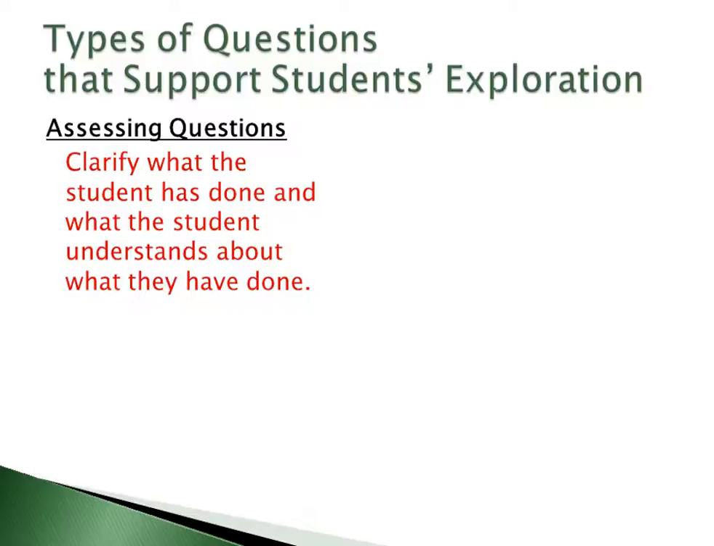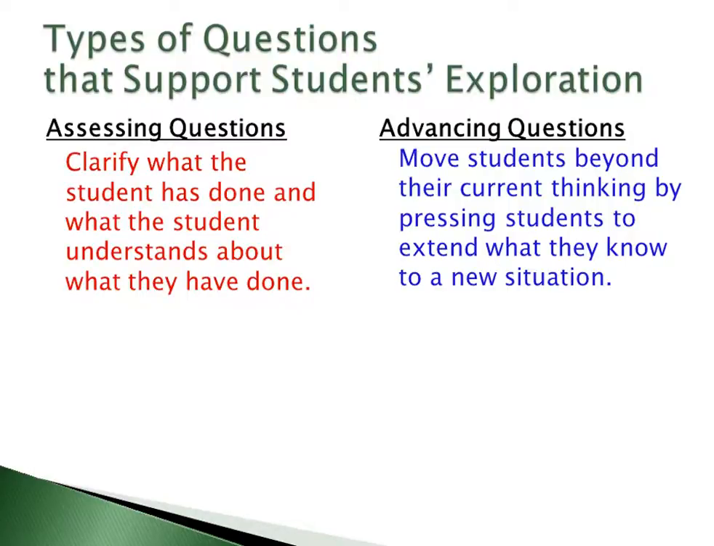Assessing questions are those that clarify what the student has done and what the student understands about what they have done. For example, you might ask, "How do you know?" Or, "Can you show me where this came from?" Advancing questions, on the other hand, move students beyond their current thinking by pressing students to extend what they know to a new situation. This type of question will often begin with, "What if?"